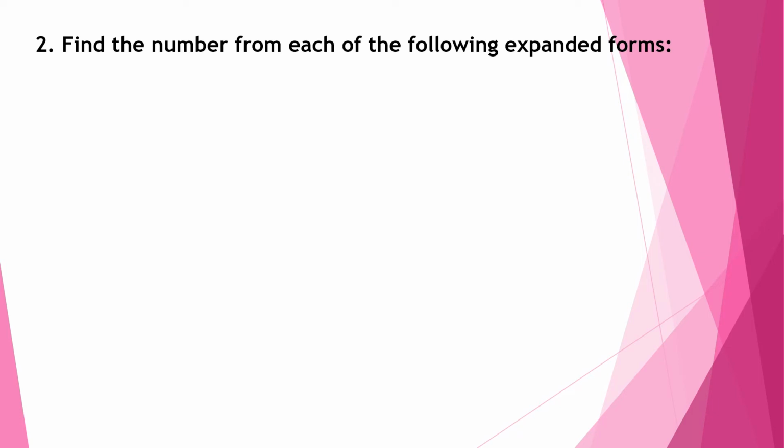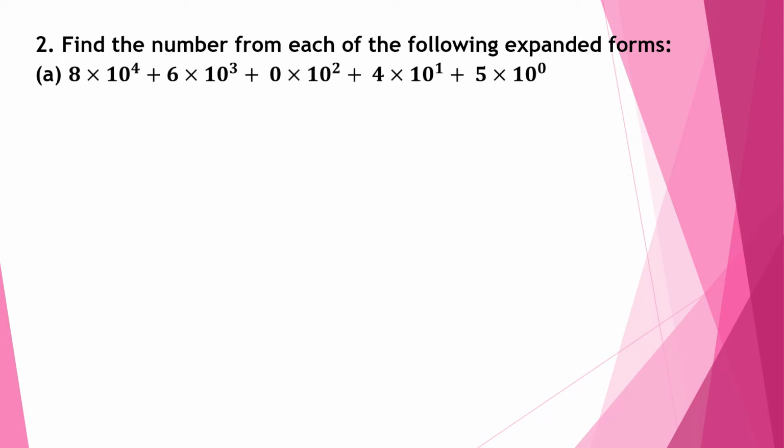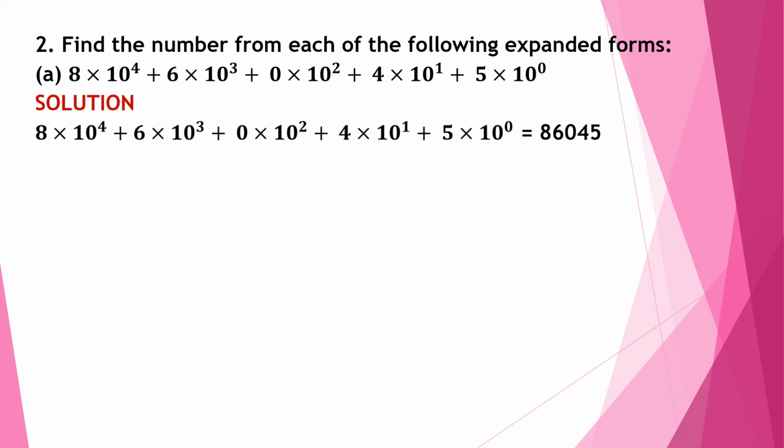Next, question number 2. Find the number from each of the following expanded forms. Here expanded form is given. We can write the number. For that, first we find the highest power of 10. Here the highest power of 10 is 4. So the first digit of the number is 8. Next power of 10 after 4 is 3, so the corresponding digit is 6. And next after 3 the power will come 2. So 0 multiplied by 10 raised to 2, so the next digit will become 0.